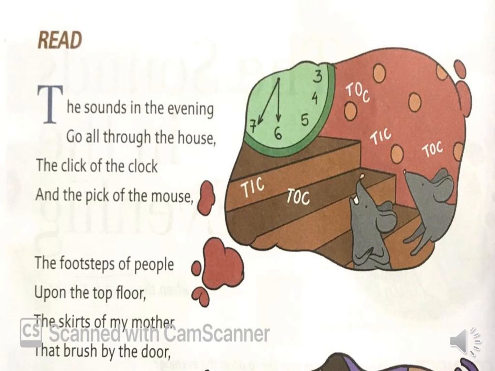Well, children, in the first stanza, the words mouse and house are rhyming words. In the second stanza, we have the words floor and door, which are rhyming words. On to the next stanza.